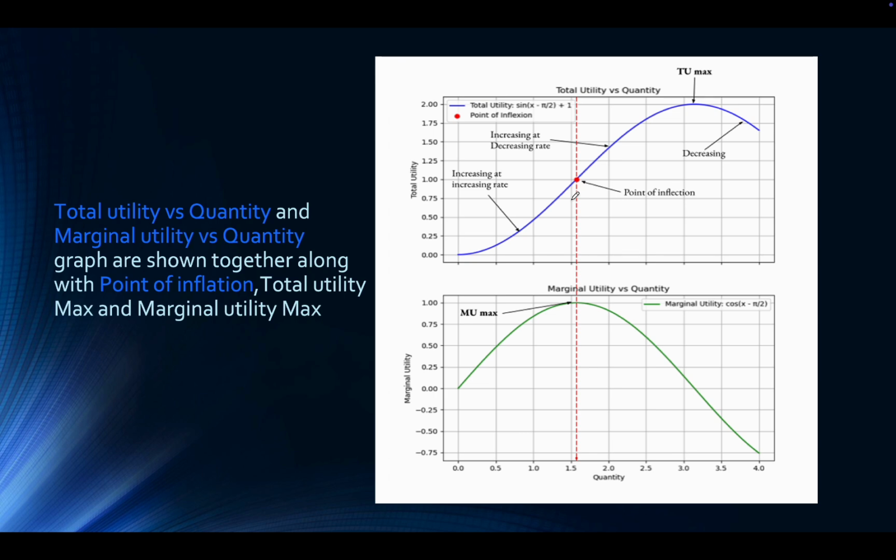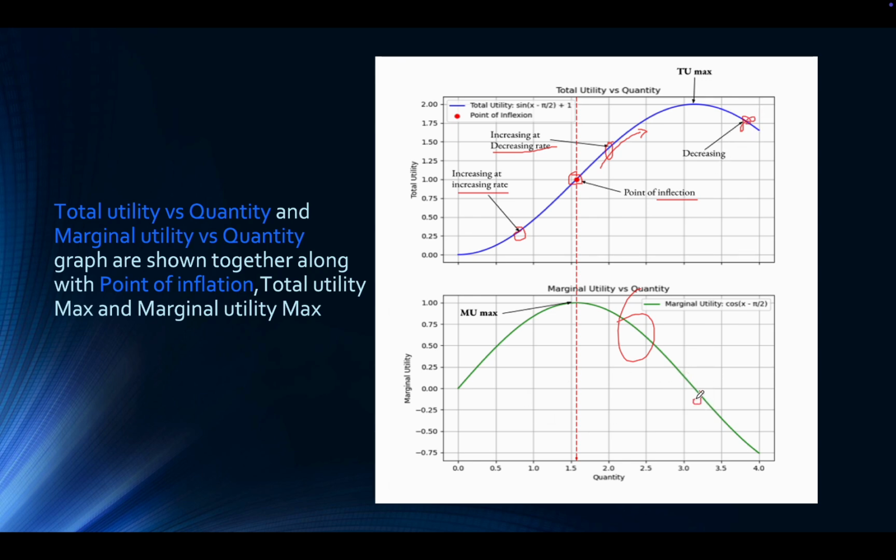This shows that at this point the total utility is increasing at an increasing rate. That means total utility is increasing at this time, but after the point of inflection the total utility increases at a decreasing rate. So here is the point, we will say it is increasing but at a decreasing rate, because the marginal utility at this point is decreasing. So the total utility increases but at a decreasing rate, and at this point it decreases because the marginal utility gets negative after this point.